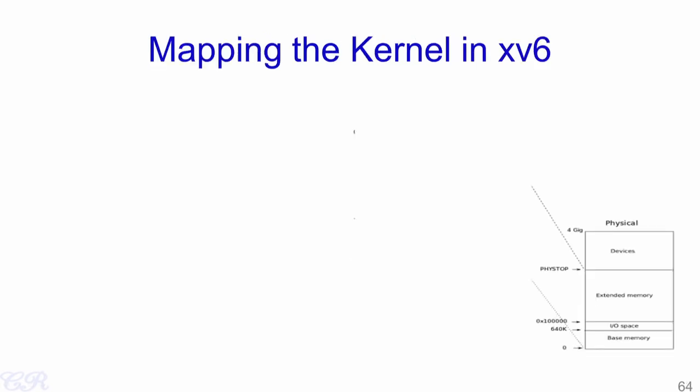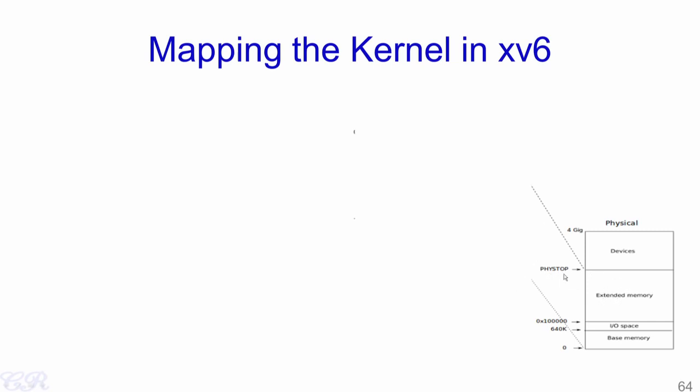Now, let us see in more detail how the xv6 operating system creates the mapping between physical address and the logical address space. This particular figure shows the physical RAM, which is divided into several regions. The region from 0 to 640K is known as the base memory. The region from 640K to 1 MB, that is 1 followed by 5 zeros, is known as the IO space, while the region from 1 MB to PHYS STOP is the extended memory.